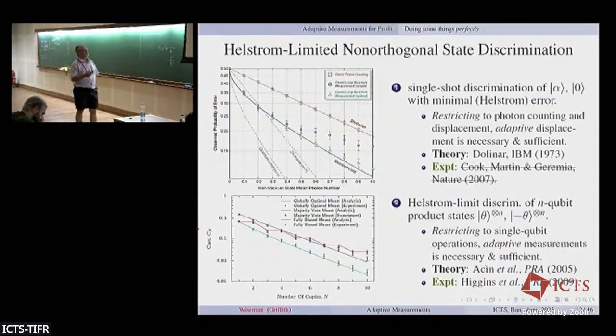So the problem of discriminating between a vacuum and a coherent state, for example, I shouldn't say that was the first example of an adaptive measurement, because of course, I'm forgetting that way back in 1973, Dolinar, in a report at IBM, came up with a way of doing an adaptive measurement to distinguish between these optimally, as well as quantum mechanics could allow at all.